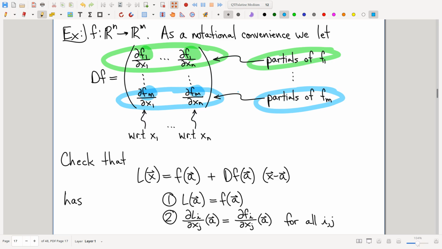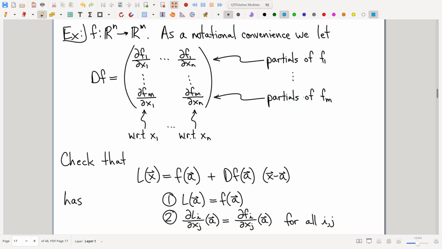You've got to keep that straight. If you get it backwards, you're going to transpose your DF matrix, and it's just a catastrophic failure. This will not do what it's supposed to do if you write it down transposed. So easy mistake to make, terrible consequences if you do. Please be very, very careful with that.